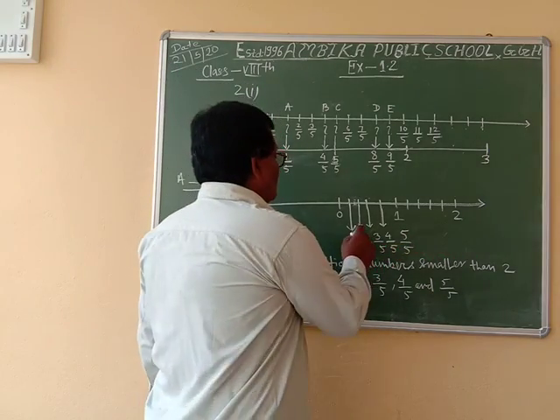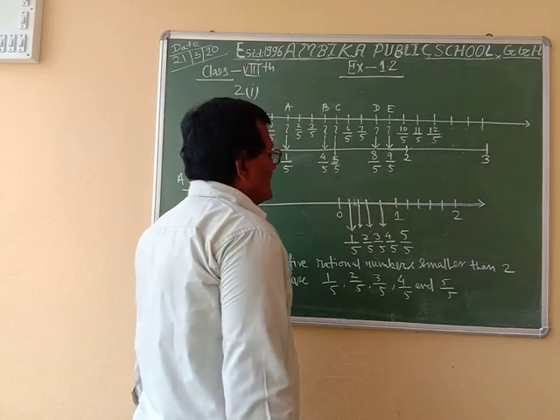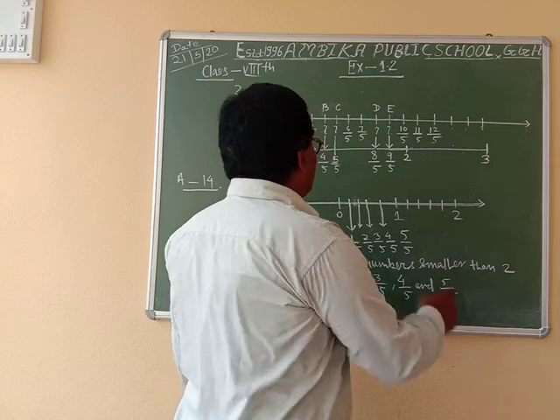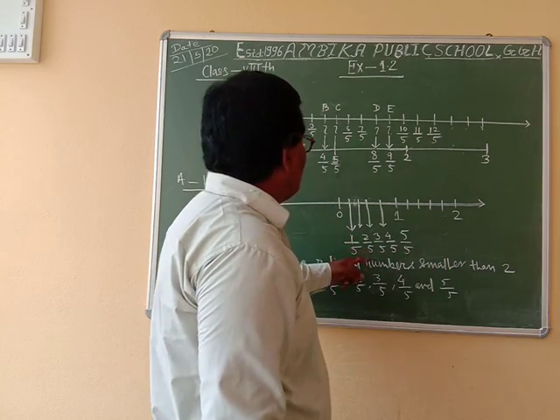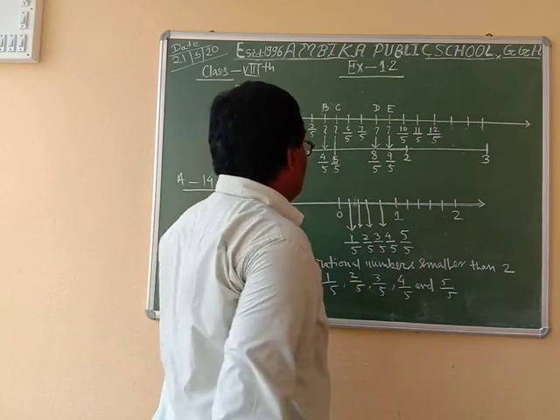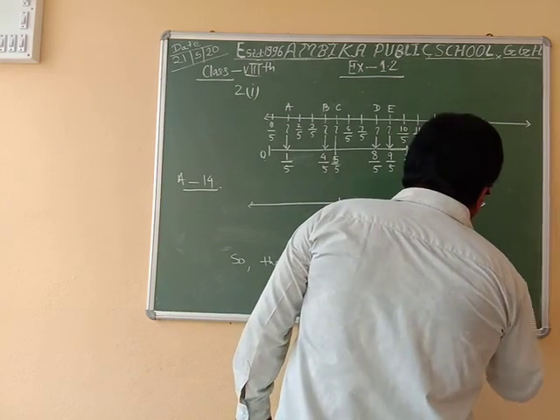So if you are asked for rational numbers smaller than 2, you can write these numbers 1/5, 2/5, 3/5, 4/5 and 5/5. All are smaller than 2. So this is your answer.